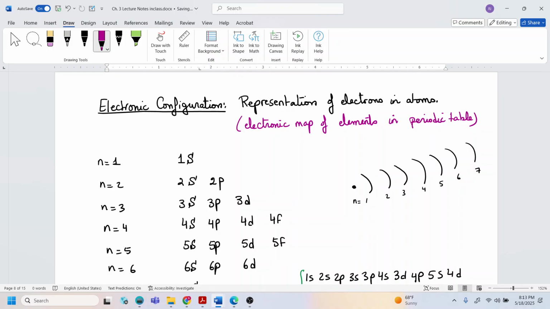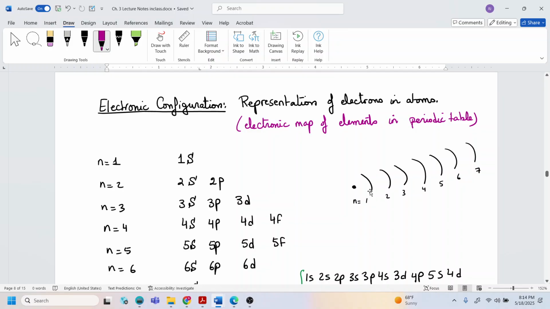Okay, so let's relate this to the electronic configuration. What is an electronic configuration? Electronic configuration is the electronic map of elements in the periodic table, and it's the representation of the electrons in an atom. We start with the nucleus, and the electrons rotate around the nucleus in shells from n equal to 1 to n equal to 7.